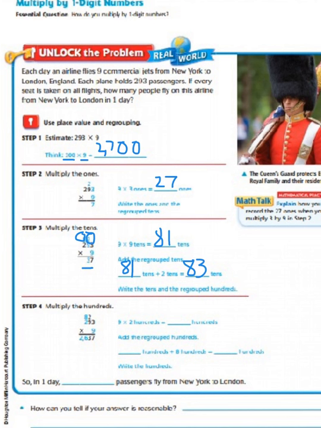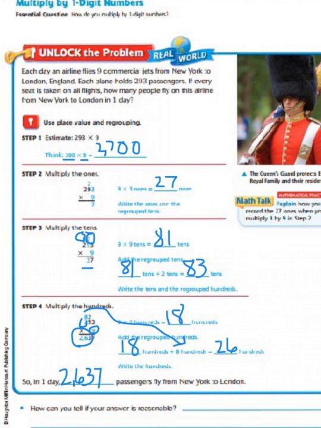Now step 4 is to multiply the hundreds. So 9 times 2 hundreds equals 18 hundreds, because we have our 2 times 9 equals 18. And then we're going to add the regrouped hundreds. So we have 18 hundreds plus our 8 hundreds from there equals 26 hundreds. So we're going to write the hundreds, and that's where we get our 26. So in one day, 2,637 passengers fly from New York to London.